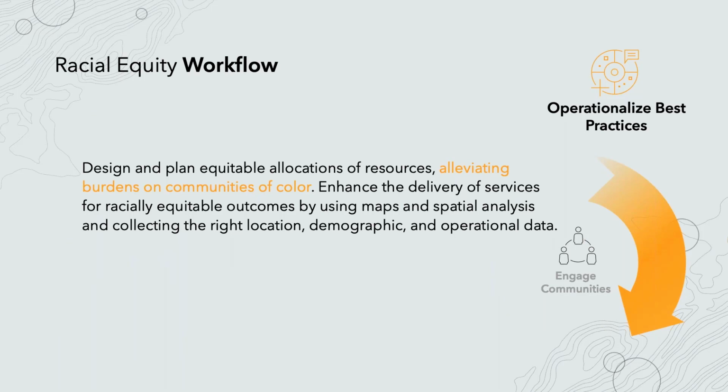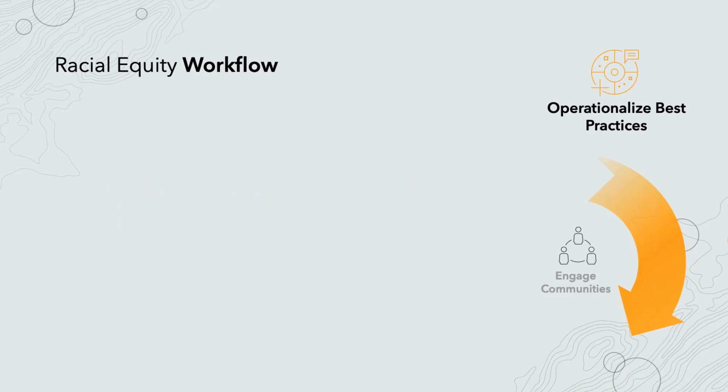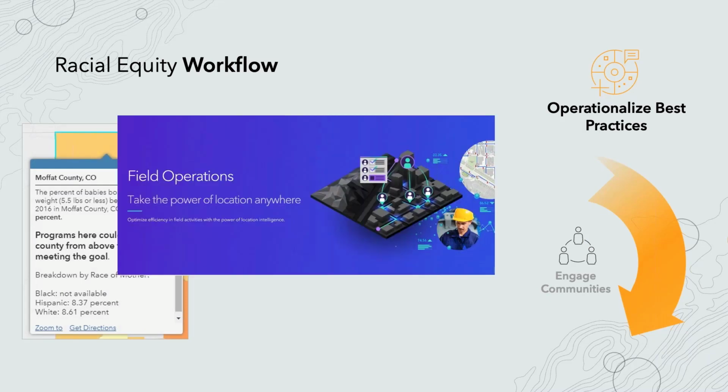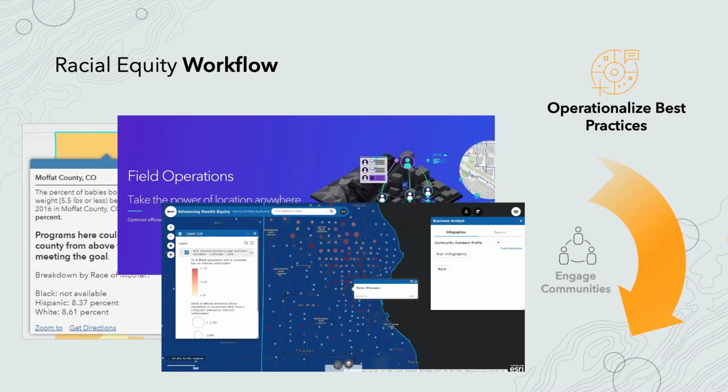With an understanding of where inequities are impacting populations of concern, organizations then seek to infuse their efforts with racial equity and social justice best practices, meaning ensuring that programs and services are distributed equitably, as well as delivering interventions and doing policy work to create real change. So the operationalized best practice stage is where organizations seek to design and plan equitable allocations of resources, alleviating burdens on communities of color. So we encourage users to leverage ArcGIS and all of its flavors to identify equitable resource allocations, automate the work, including the work of your teams on the ground, and inform decisions using the right configurations of our products, data, training, and services.